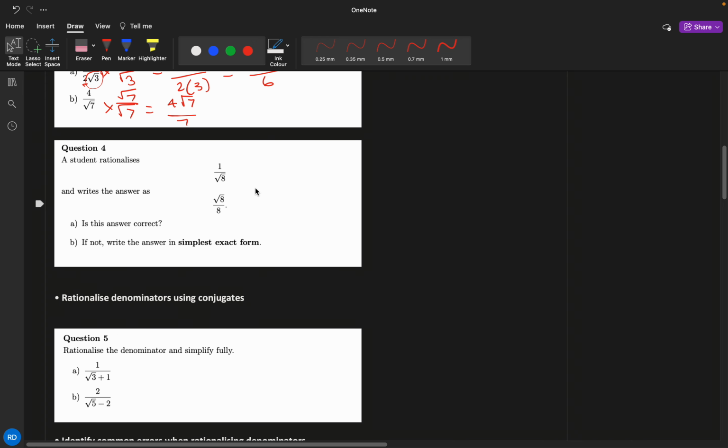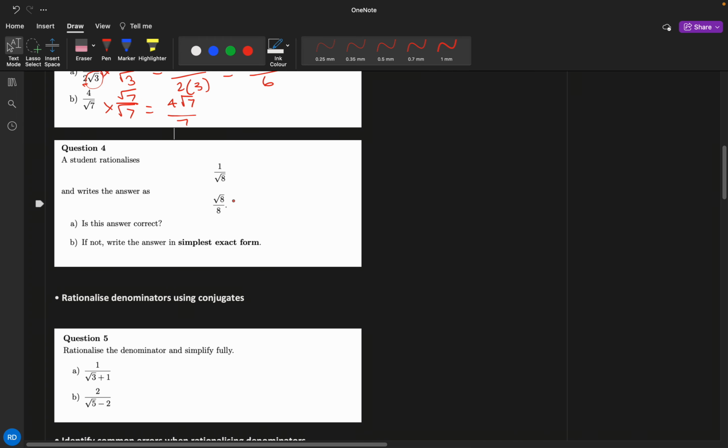Now on to question 4. So a student rationalizes this and writes the answer as that. Is this answer correct? If not, write the answer in simplest exact form. Technically this answer is right, but not in terms of our mathematical rules.